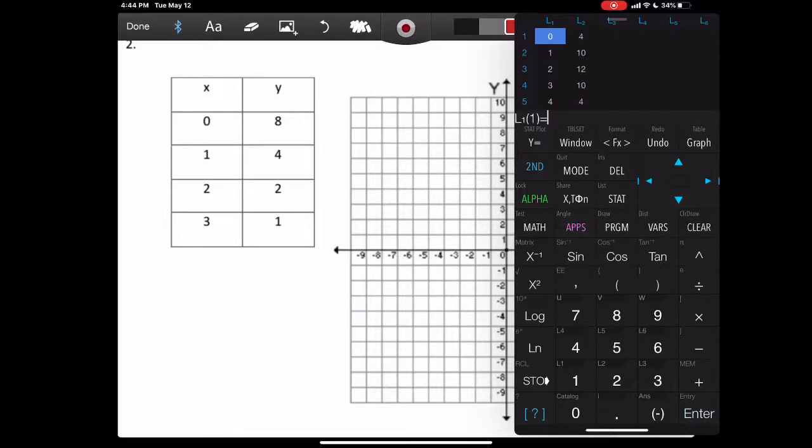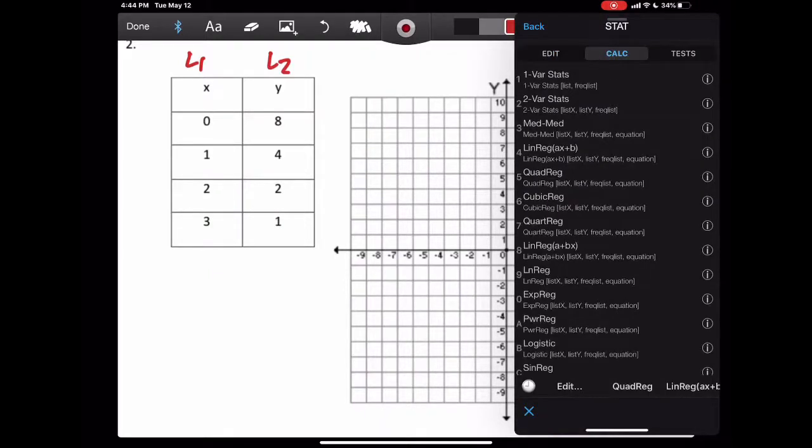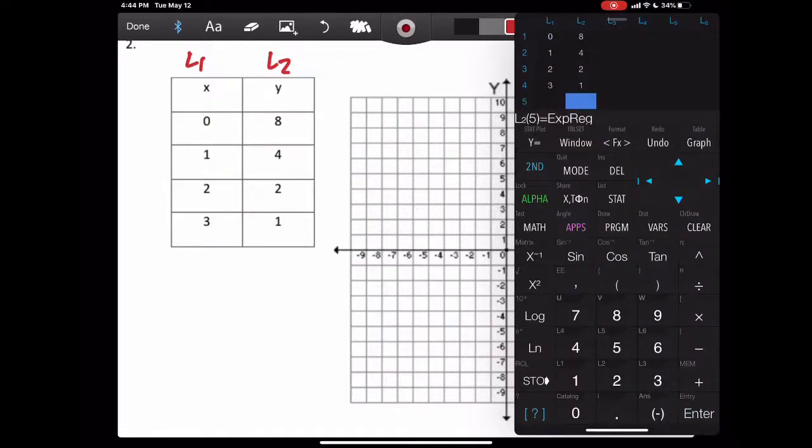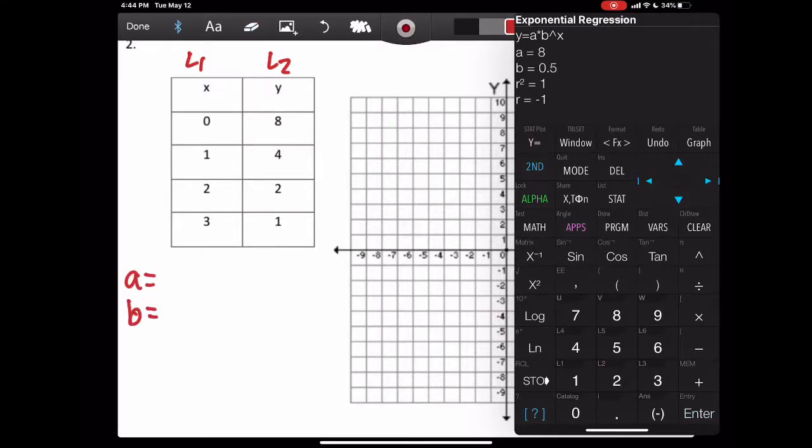Let me delete out everything in this one. And then remember, L1 is for X, L2 is for Y. I'm going to put 0, 1, 2, and 3. Go over to my L2 column. I'm going to put 8, 4, 2, and 1. Then I'm going to hit stat again, go over to calc, hit 0 for exp reg, and hit enter. It's going to give me an A and a B. That's all I need to focus on. The A says that it's 8 and the B is 0.5.